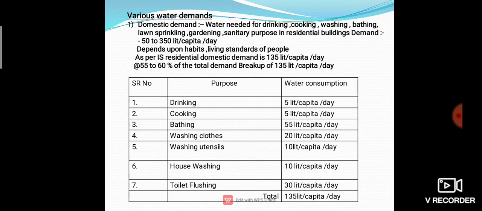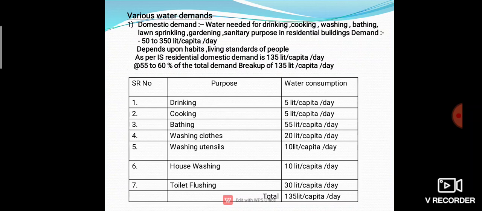If it is a high level society, then people require more water, and if the people live in a low level or medium society, then they require less water than the high level society people. As per IS, the residential domestic demand, IS meaning Indian Standard, is about 135 liter per capita per day, at 55 to 60% of total demand.